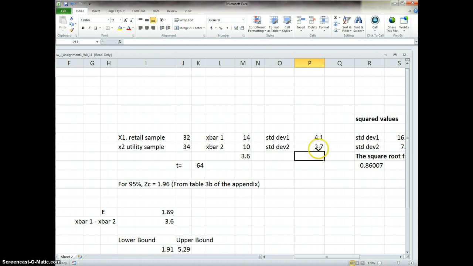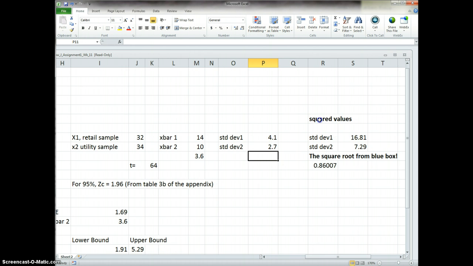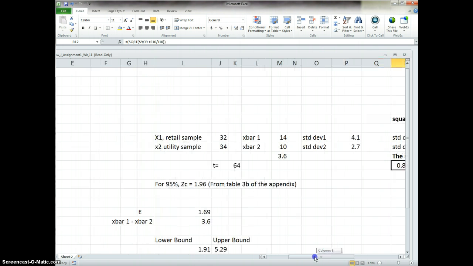So look at page 460 for that formula. You have all the data typed in here. I went ahead, and what you should do is figure out the squared values. So if you see on page 460 in that large formula, you need to square both standard deviations. So I squared the first one and the second one. And then I went ahead and computed the square root from that blue box separately. So the square root of the standard deviation 1 squared divided by n1 plus standard deviation 2 squared divided by n2. So you get 0.86. And then to actually get E, as you see there, it says multiply that large square root by z sub c.